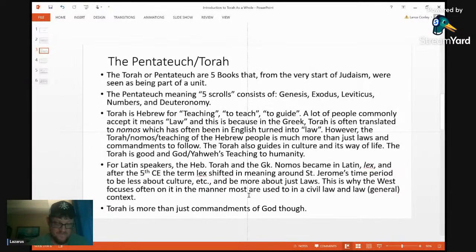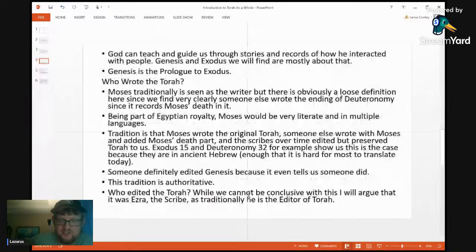But truthfully, the Torah is more than just commandments of God. It's not just commandments. It's more than that. So I just wanted to bring that up. God can teach and guide us through stories and records of how he interacted with people. Genesis and Exodus we'll find are mostly about that. So Genesis is actually the prologue to Exodus.